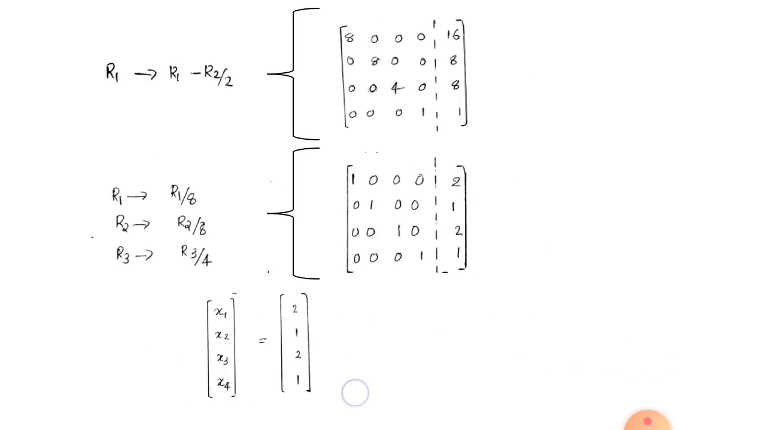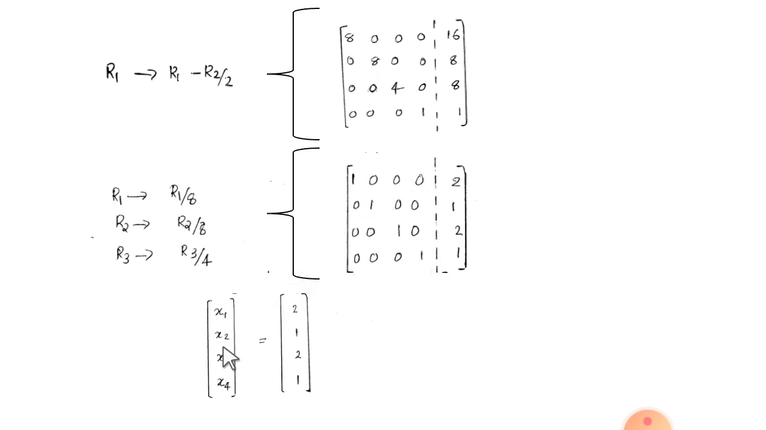Okay, finally you have to make the element above this as 0. For that you apply another row transformation. After doing this, you have to make all the diagonal elements as 1, then only it will transform to a diagonal matrix, is it? So dividing R1 by 8, then R2 by 8 and R3 by 4, you can transform the matrix into diagonal matrix form.